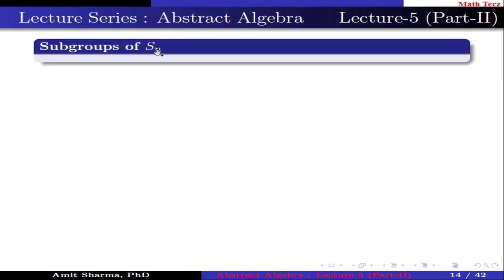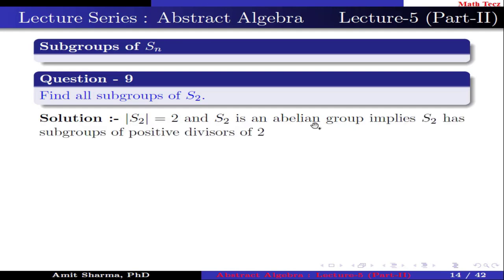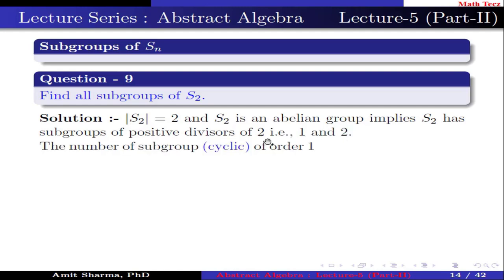Next is subgroups of Sn. Question number 9. Find all subgroups of S2. The order of S2 is 2 and S2 is an abelian group. This implies S2 has subgroups of orders equal to the positive divisors of 2, that is 1 and 2.